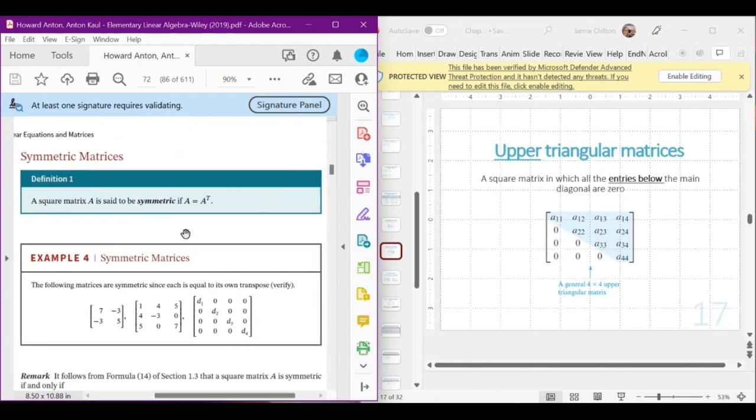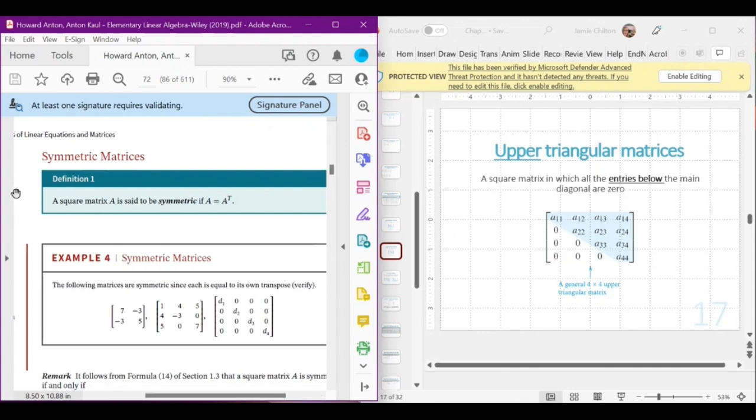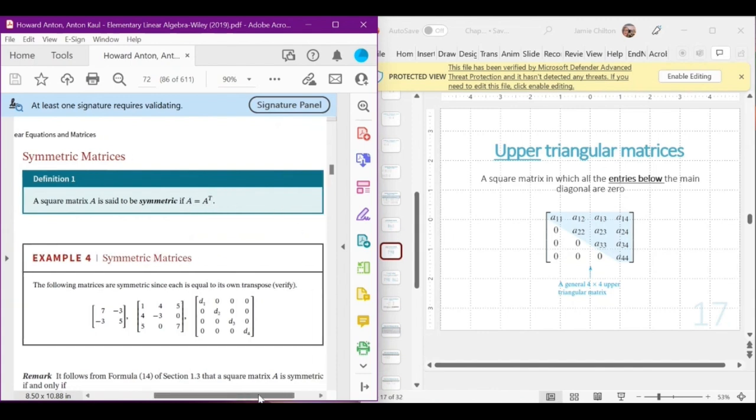Okay, so one more concept here. Then we have symmetric matrices. So once again, we're talking about square matrices, and they're said to be symmetric if A equals its transpose. I think that is pretty easy to see. So here are some examples. These matrices are symmetric since each is equal to its own transpose. You can verify that. If you took the transpose of this, you get the same matrix, right?